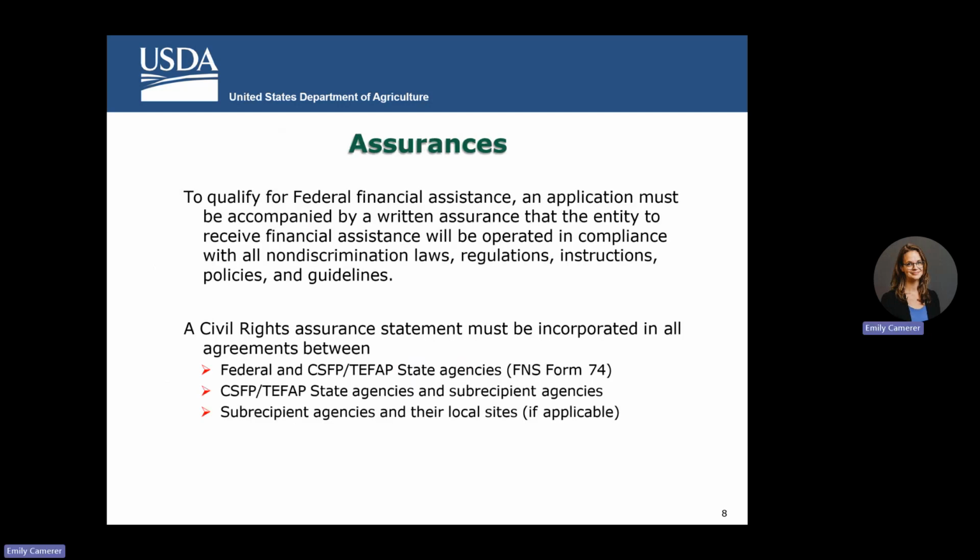To qualify for federal assistance, entities must submit a written assurance that they will comply with all non-discrimination laws and regulations. The Civil Rights Assurance Statement must be included in agreements between federal and CSFP and TEFAP state agencies, as well as between state agencies and subrecipient agencies, and between subrecipient agencies and their local sites, if applicable.